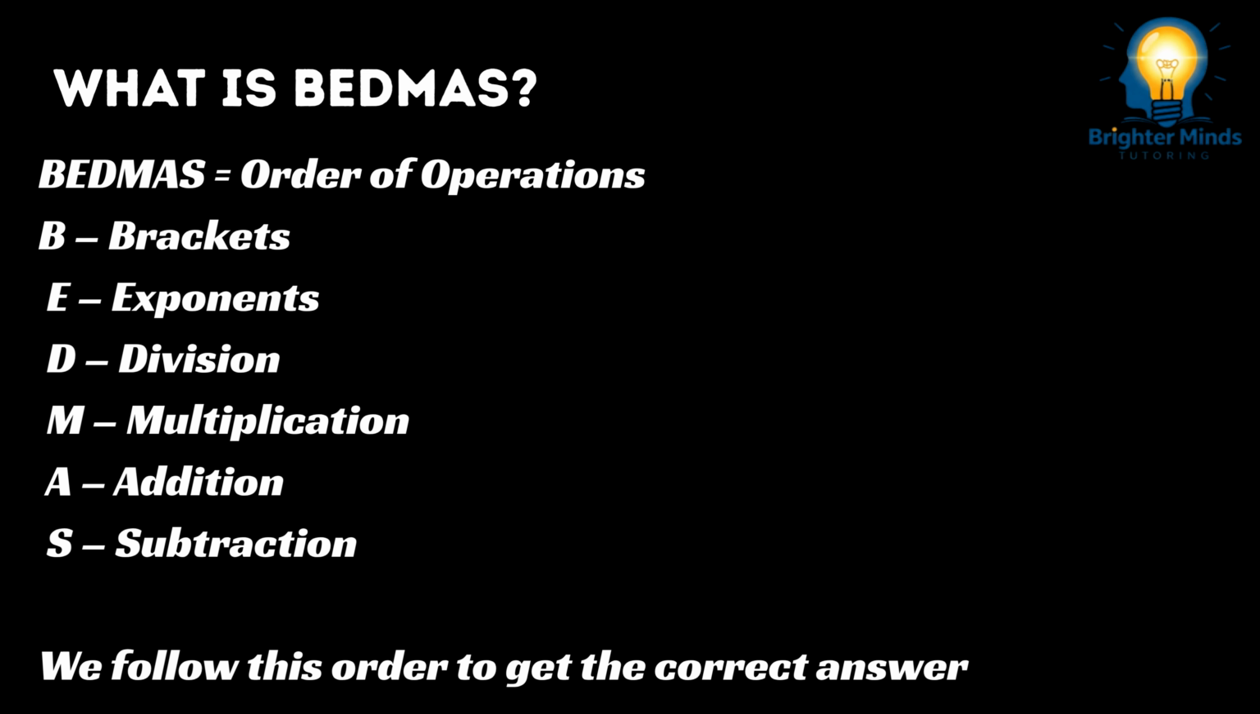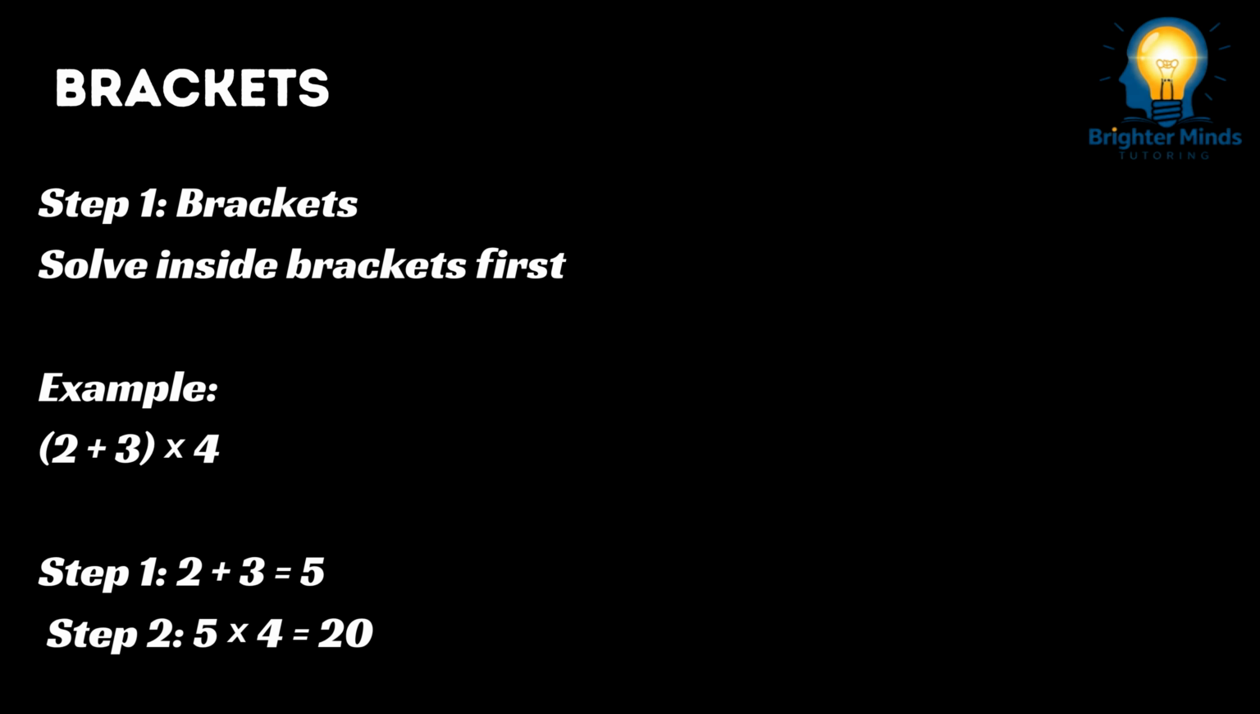The key idea is that we do not solve from left to right randomly, but we follow the specific order step by step. Let's start with bracket. Brackets always come first, which means anything inside the bracket must be solved before anything else in the expression. For example, in the expression (2 + 3) × 4, we first solve what is inside the bracket. 2 plus 3 equals 5. And then we multiply 5 by 4 outside the bracket to get 20.